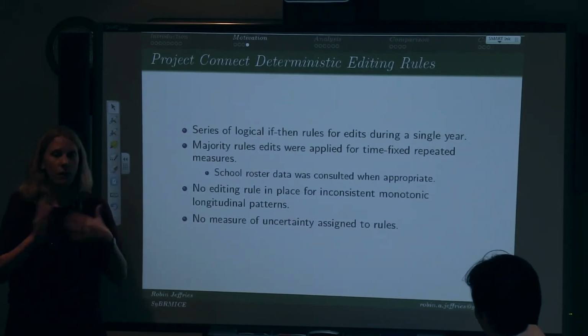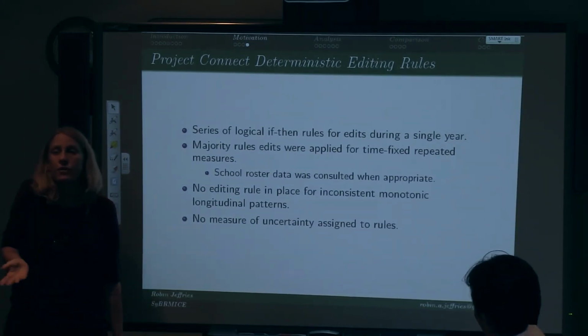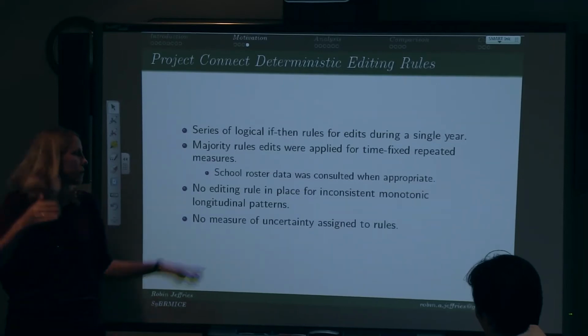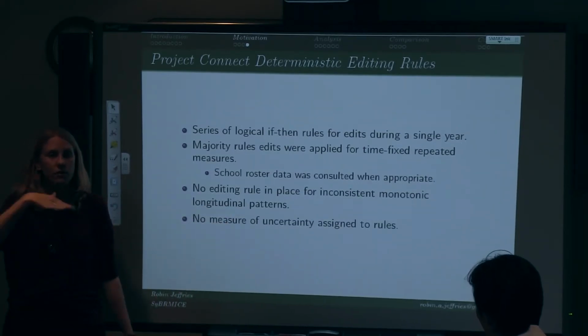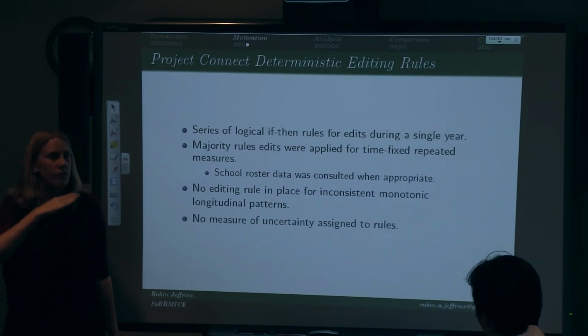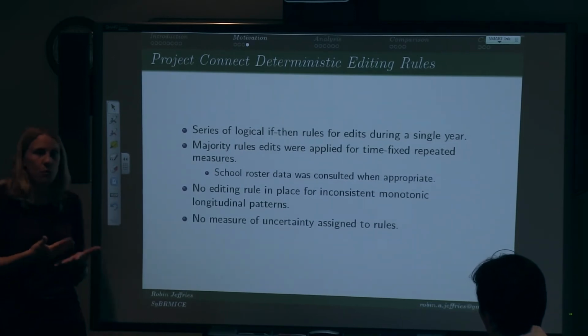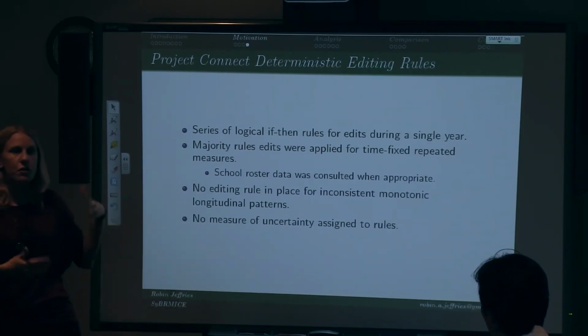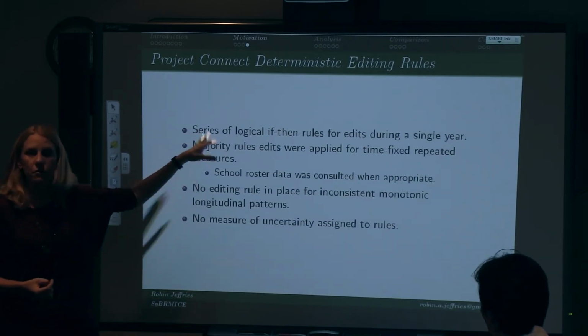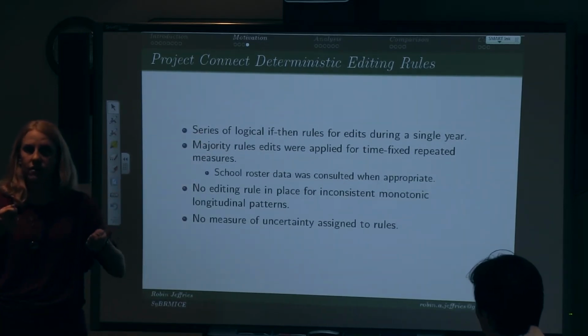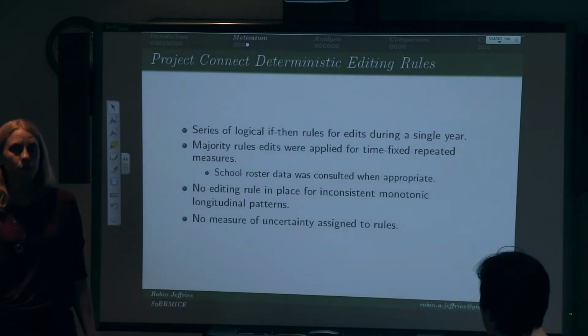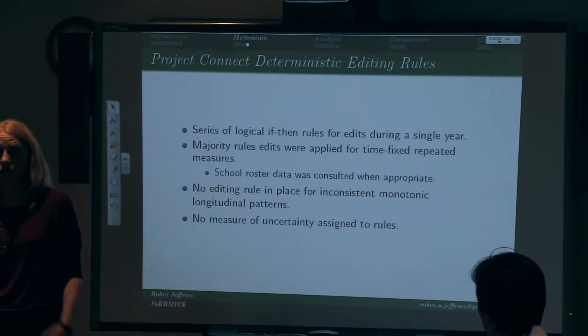But there's no editing rule in place for the longitudinal, or for the inconsistent monotone ones, the age, the ever lifetime type questions. There's no rule in place. And there's no measure of uncertainty applied to these rules. We said, if they said this and this, we're going to change it here, and we're right 100% of the time for 100% of the participants.